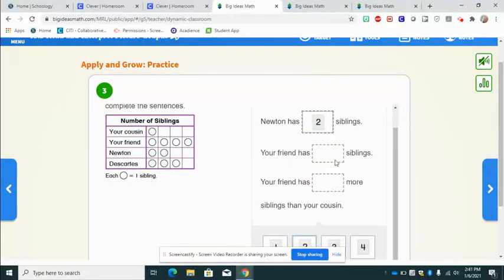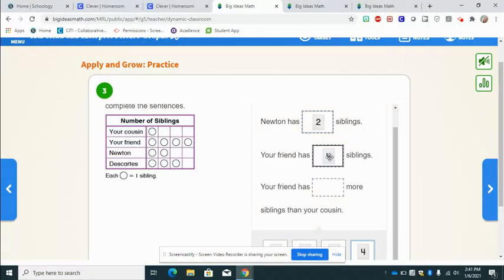Your friend has blank siblings. So let's look beside where it says your friend and let's count the circles. 1, 2, 3, 4. Your friend has 4 siblings.